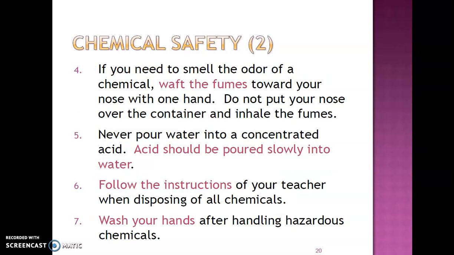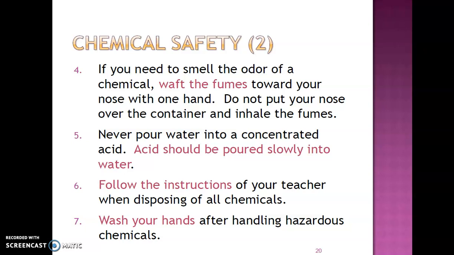If you need to smell the odor of a chemical, waft the fumes toward your nose with one hand. Do not put your nose over the container and inhale the fumes. Never pour water into a concentrated acid. Acid should be poured slowly into water. Follow the instructions of your teacher when disposing of all chemicals.